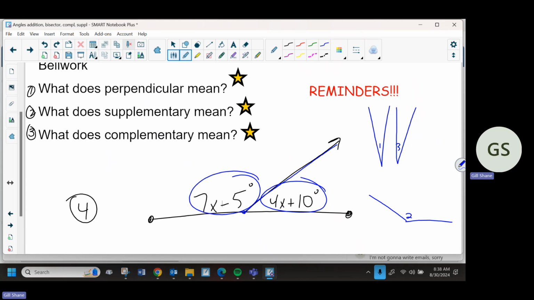Sorry about that. So it is a linear pair. That's another big one I will use a lot.